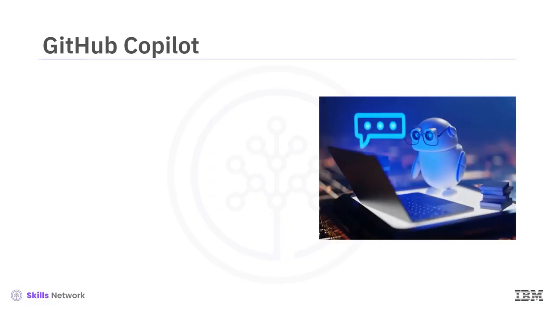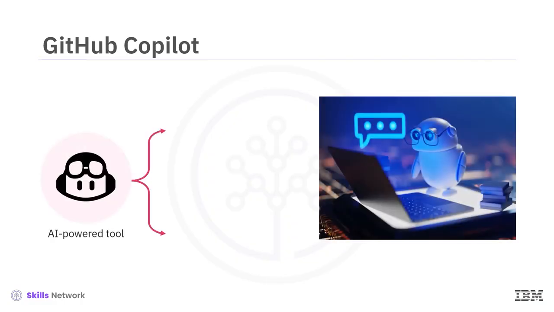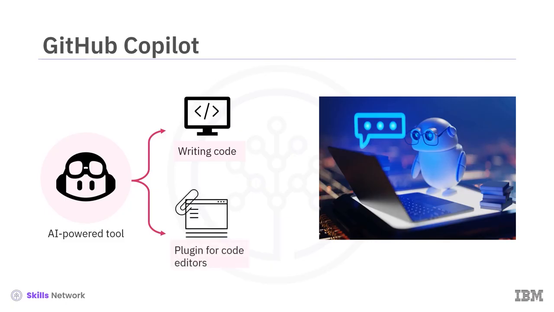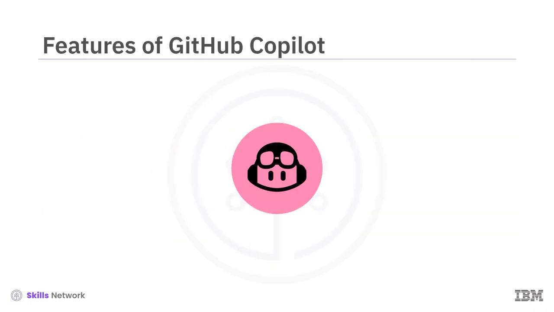GitHub Copilot is an AI-powered tool that assists developers in writing code. It is designed to work as a plugin for various code editors, including Visual Studio Code, and provides contextual code suggestions. Let's look at the features of GitHub Copilot. The first one is code autocompletion.